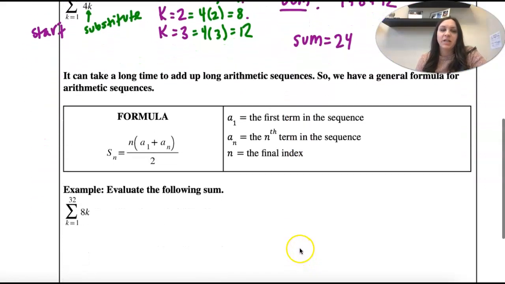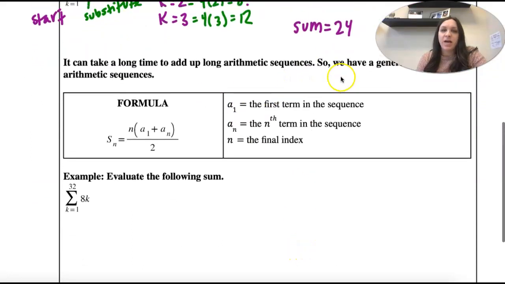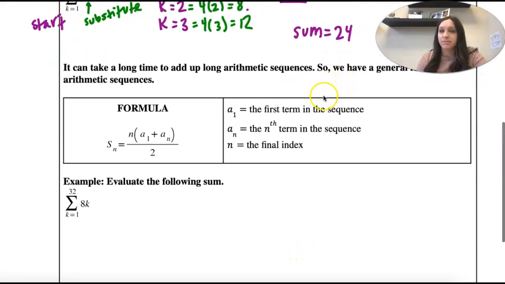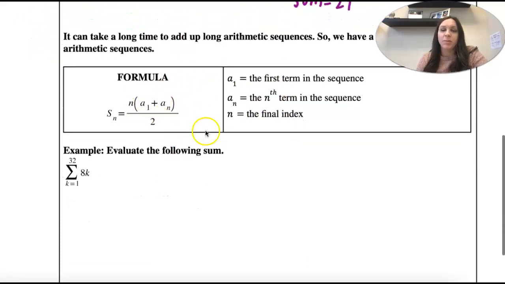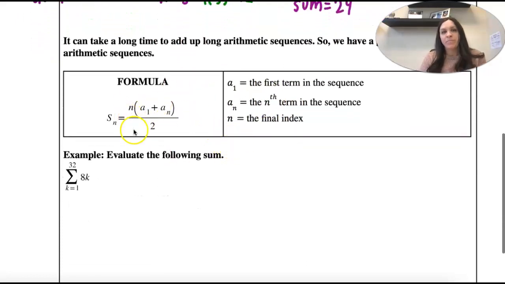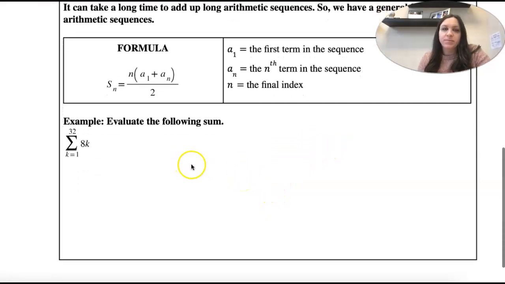Okay, so it can take a really long time to add up if we're going, say, from 1 to 40. So we have a formula that we use. So it's S sub n equals n, a1 plus an, all divided by 2. We have the first term, the nth term, and then the final index. So let's just do an example.